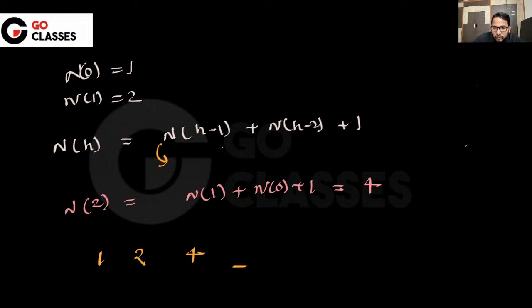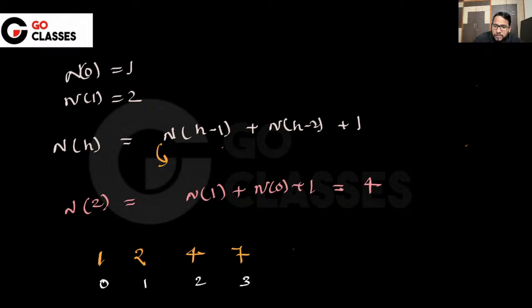Can you guess this number? What should this number be? See, the number should be the sum of the previous two plus 1. So basically it should be 6 plus 1, which is 7, right? And then if I ask you to guess the next one, then you will say 7 plus... this is for 0, this is for 1, this is for 2, this is for 3.